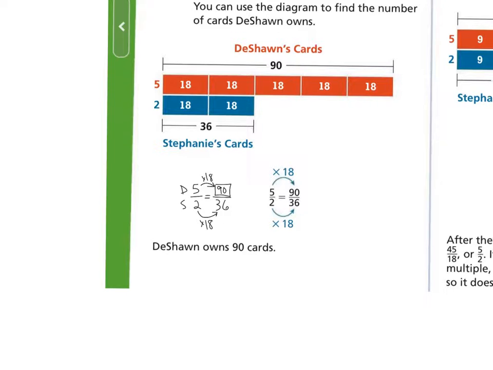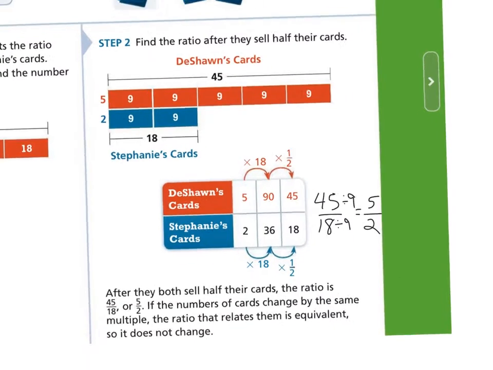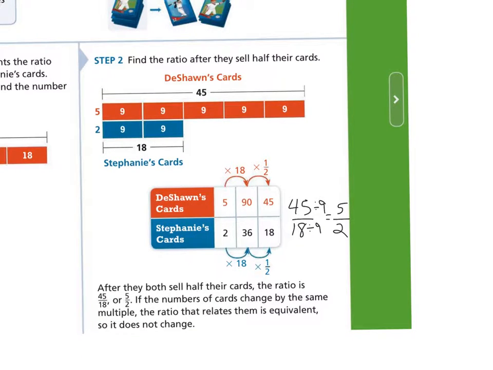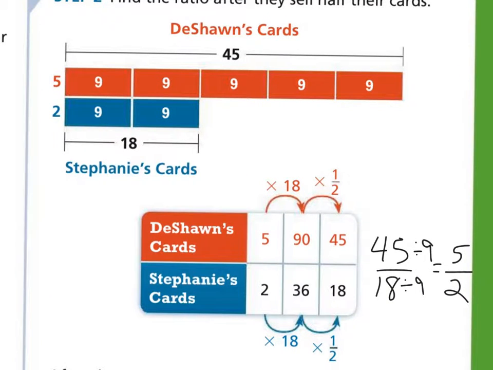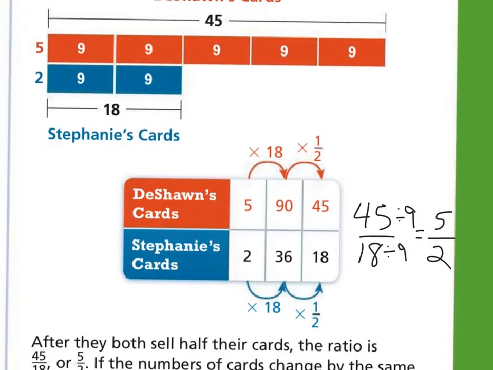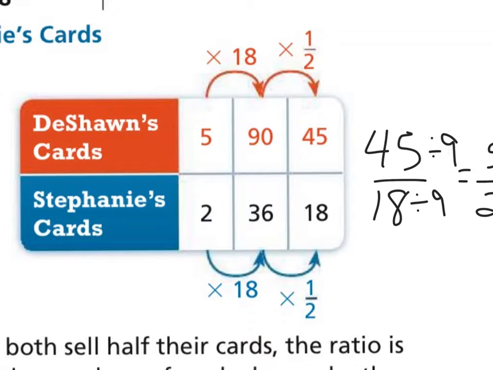Once we know that Deshawn has 90 cards, now let the selling begin. Each of them sells half their cards. So half of 90 would give Deshawn 45 cards. Half of 36 would give Stephanie 18 cards. So the book shows this by table. This last part of the table, multiplying by half, or you could say dividing by 2 to get that.